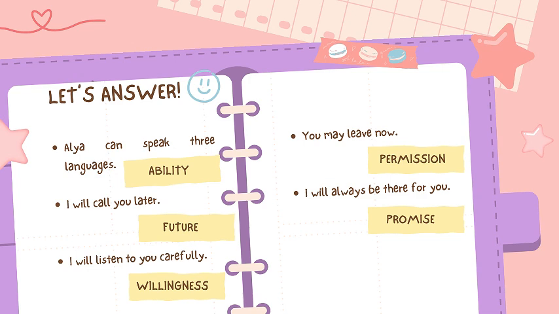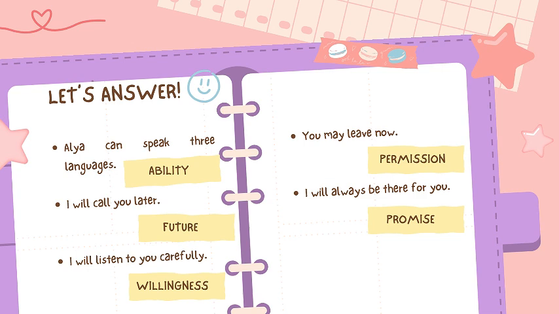Great job, everyone! So let's see how you did on the modal verb practice. Make sure to check your answers and correct any small mistakes. That's how we learn. The first question is, Aulia can speak 3 languages. It shows the ability that Aulia can speak 3 languages. The second is, I will call you later. The will shows the future intention that I will call you later.